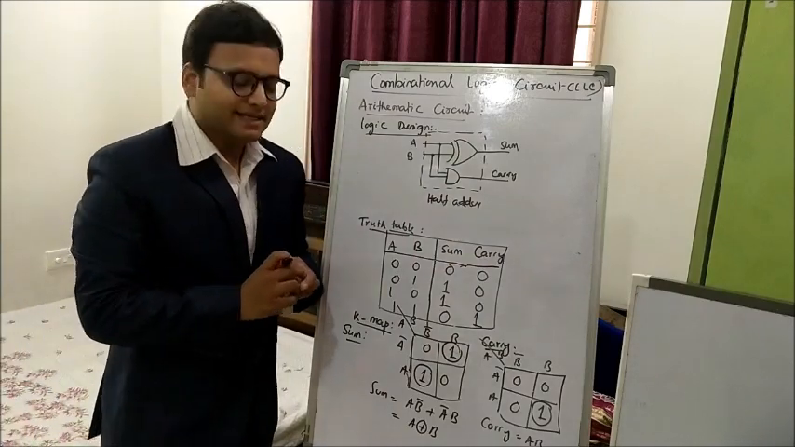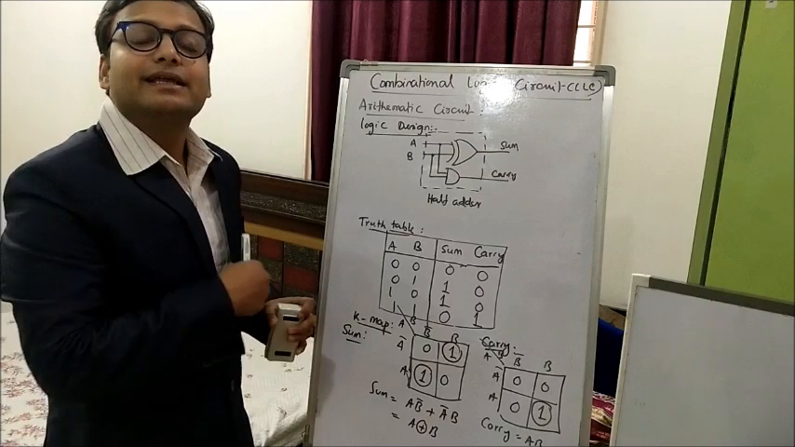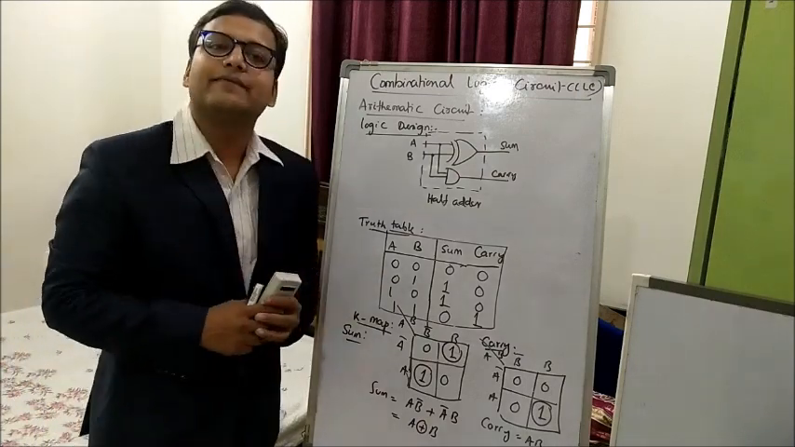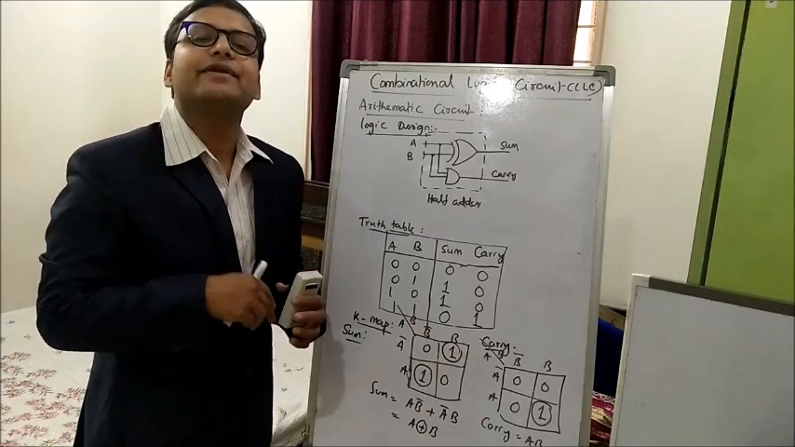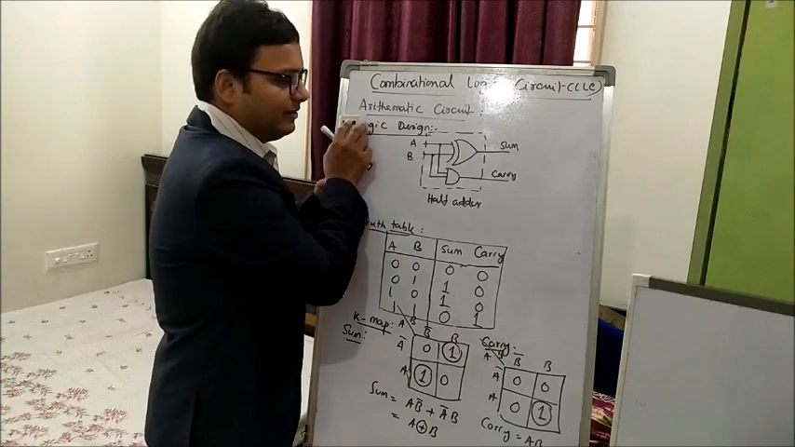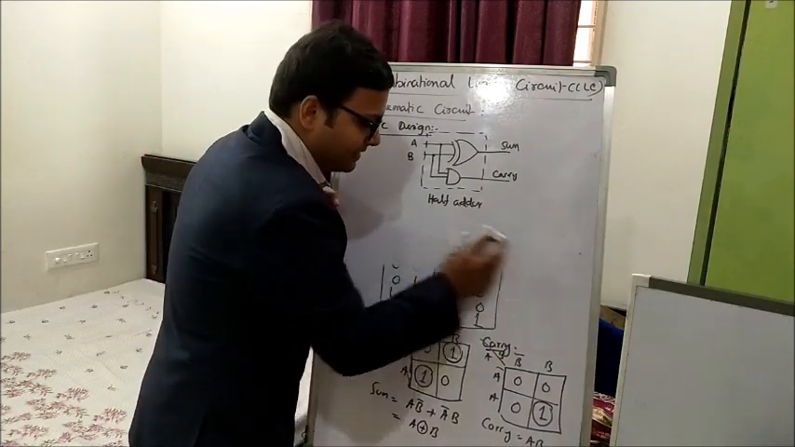Now the question is, if 3 binary bits are going to be added, can this half adder do my job? No, we would need different circuitry for it. That is actually the full adder. Do you all understand, guys? So I am erasing now.